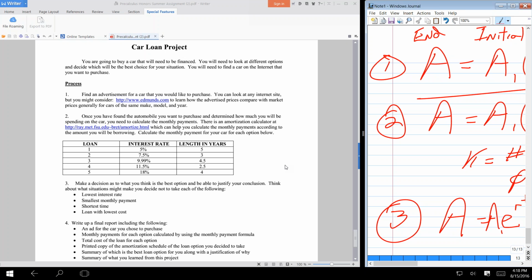But just remember, the tricky part is you're going to have to make up an amount. It doesn't matter whether it's 10,000, 5,000, 1,000, but you're going to need an amount that you're borrowing. Okay?